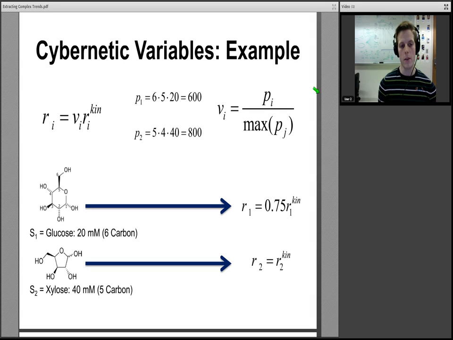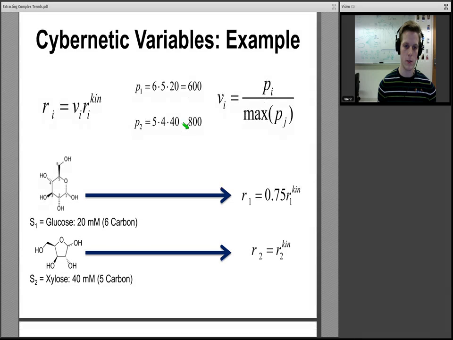And so if you compare the return on investment for pathway 1, it's 600, and the return on investment for pathway 2 is 800, we'll get a cybernetic variable value of 0.75 for pathway 1 and a cybernetic variable of 1 for pathway 2. And so what this essentially means is that the regulated rate, or R1, is equal to 0.75 times the unregulated rate. And so what essentially the cell is doing is it's turning that reaction rate down according to the objective of the cell, and that is maximizing its carbon uptake rate.